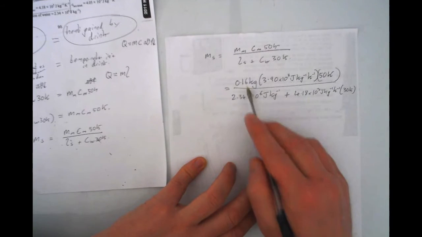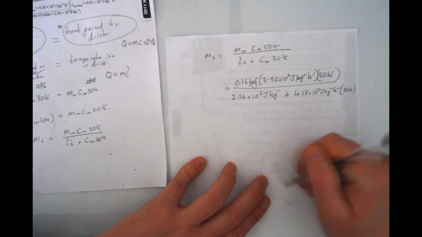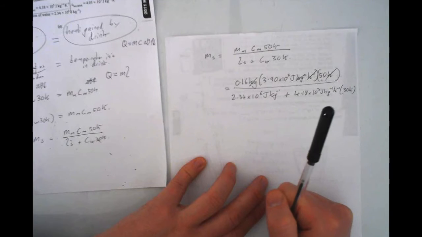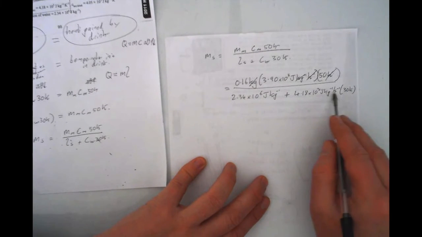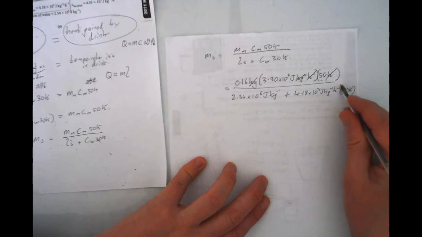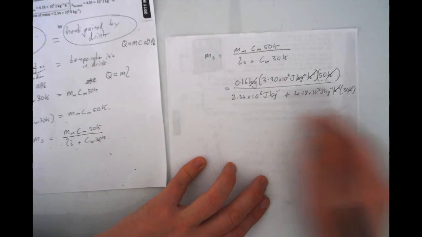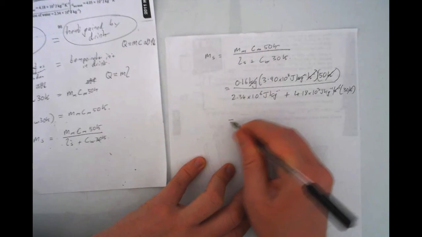So on the top half, kilograms times kilogram to the minus 1 is going to cancel each other out. Kelvin to the minus 1 times Kelvin is going to cancel each other out. And let's deal with this side of the bottom half here. K by K to the minus 1 is going to cancel each other out. And then we have joules per kilogram plus joules per kilogram. So we're getting ahead of ourselves here a little bit. So let's deal with the top half first.